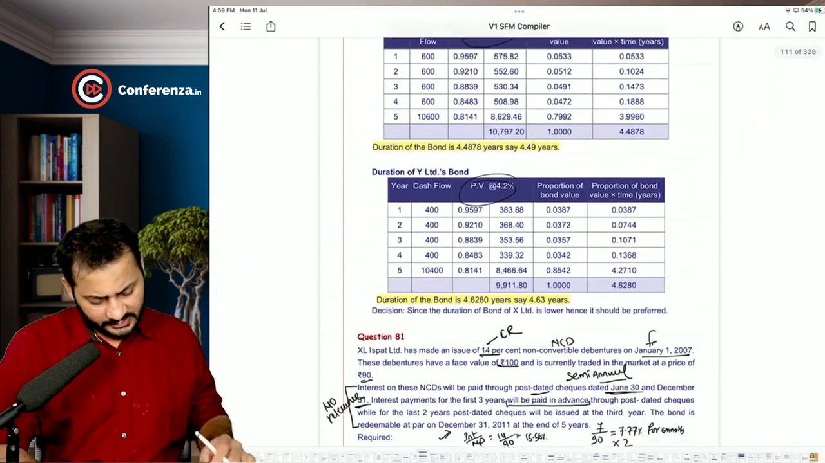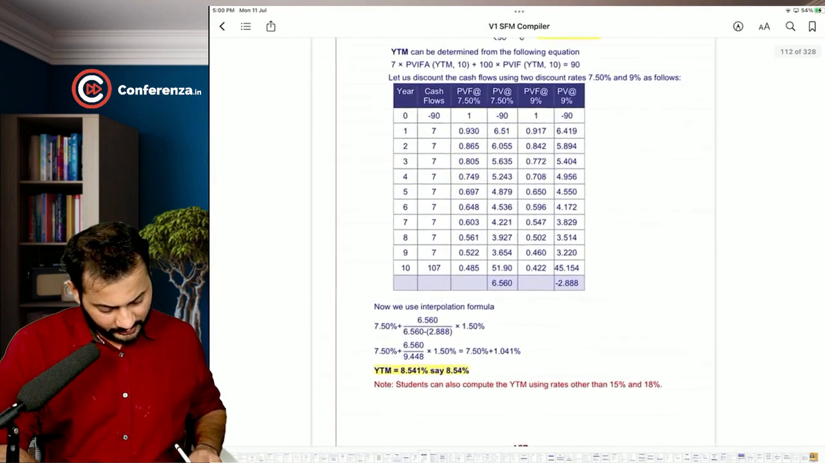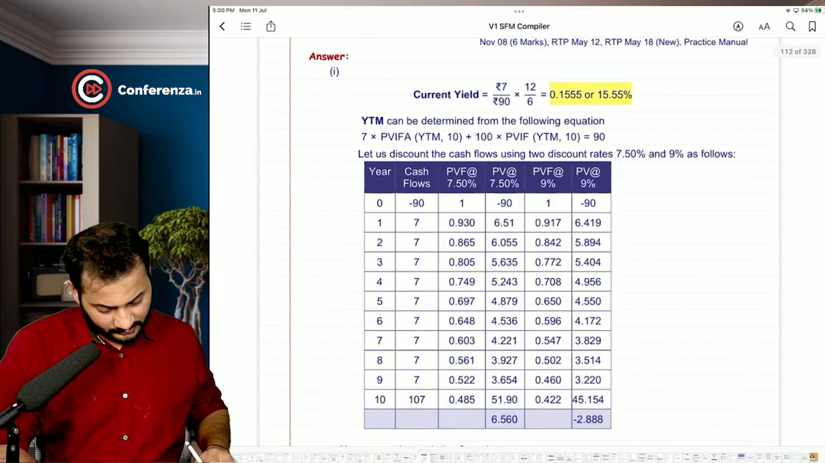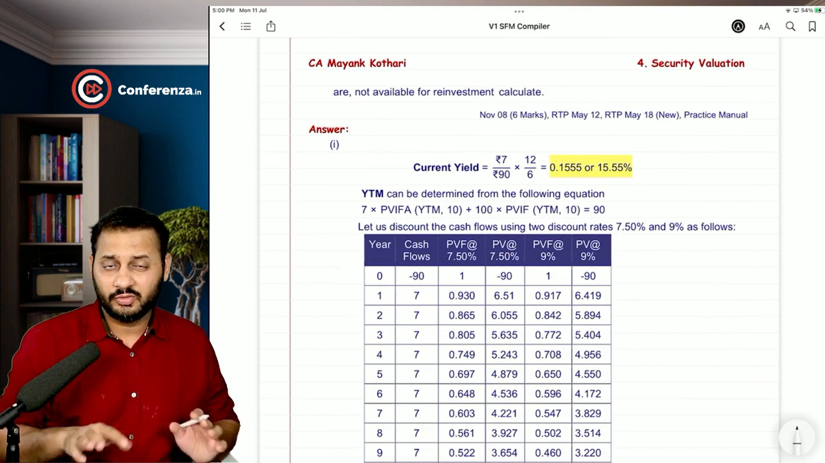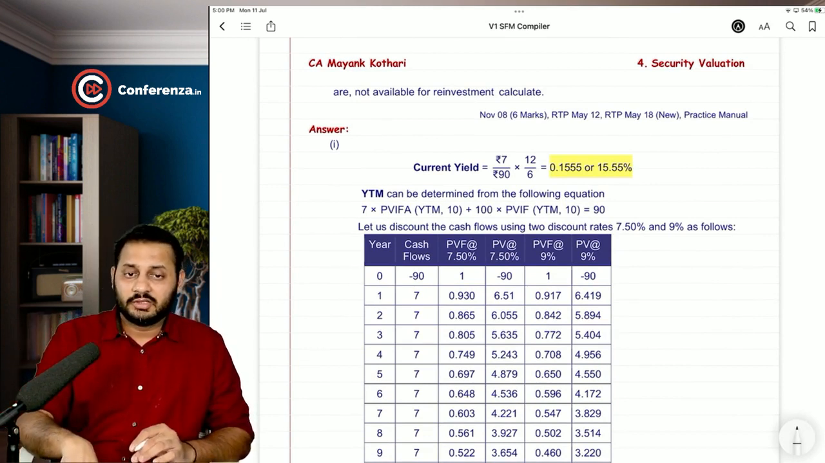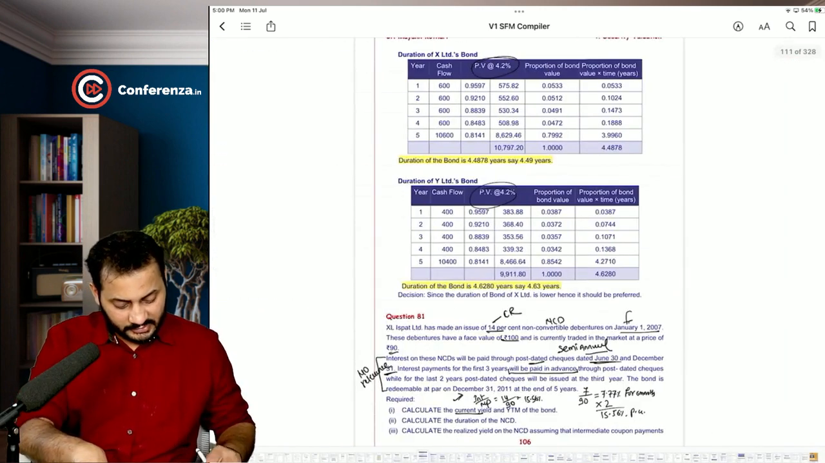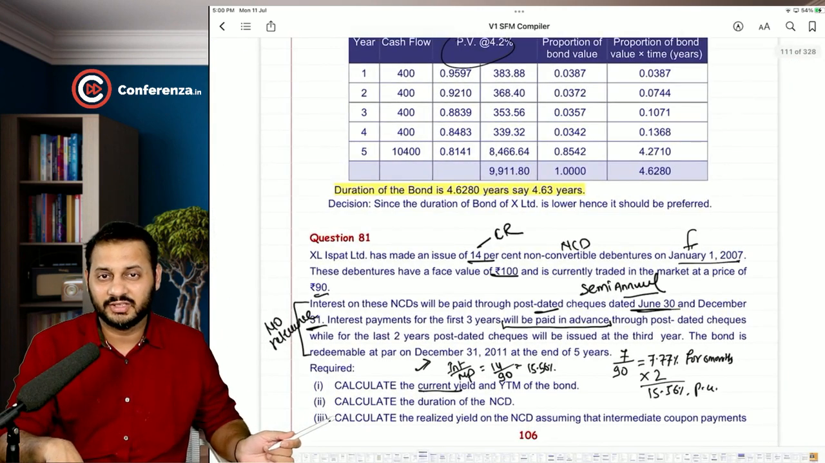Let me first check the answers in the institute module. So they have calculated it half yearly only. They have used the interpolation method. My suggestion to you, don't go with the interpolation method in this question, at least unless and until anything else is asked. I think there is something which is asked, the calculation of the duration of the non-convertible debenture. Now for that purpose you will have to use the table, so it is going to take a lot more time than you are expecting.